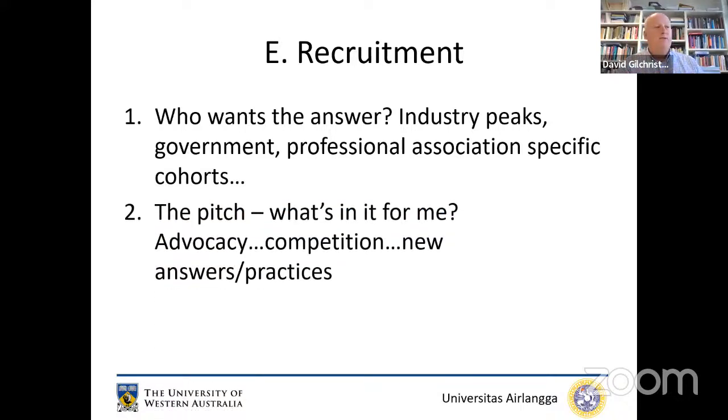The other aspect that's really important is, what's in it for those people that are going to participate? They want the answer to the question because they want to use it for advocacy. They want to use it to make their organisations more efficient. They want to use it for strategy. What do they want it for? And how are you going to provide that answer in order that it's useful for them?